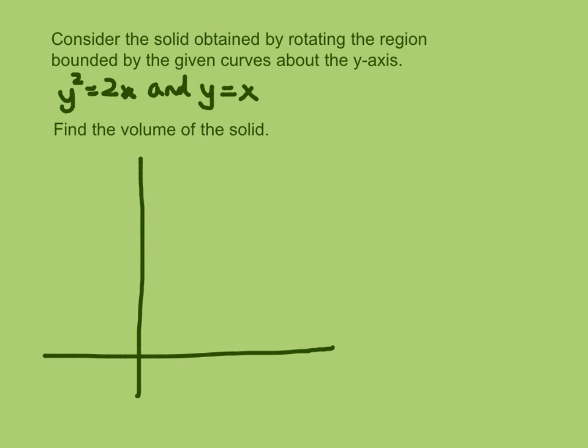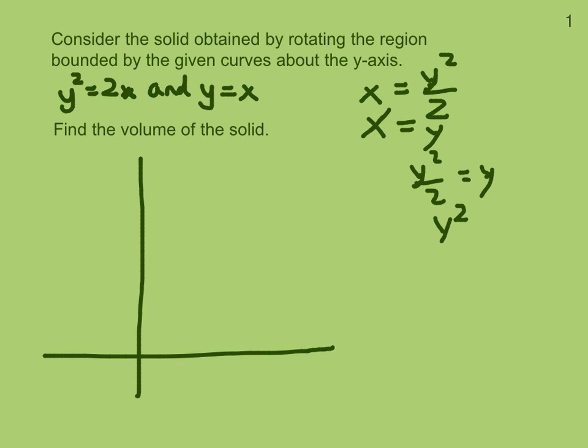Let's start with algebra to get where these two curves intersect. We're going to set them equal to each other. Easiest way to do that is by solving for x in both. So on the one hand, x is y squared over 2. On the other hand, x is y. So these two need to be equal to each other. y squared over 2 is equal to y, or that y squared is 2y.